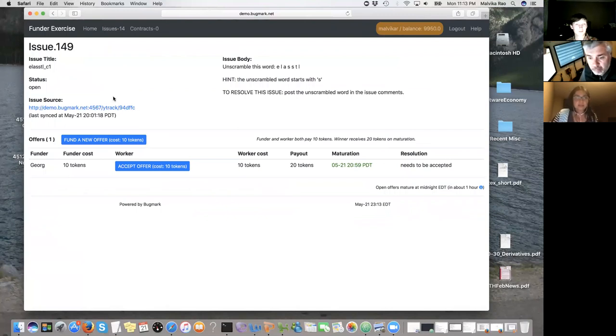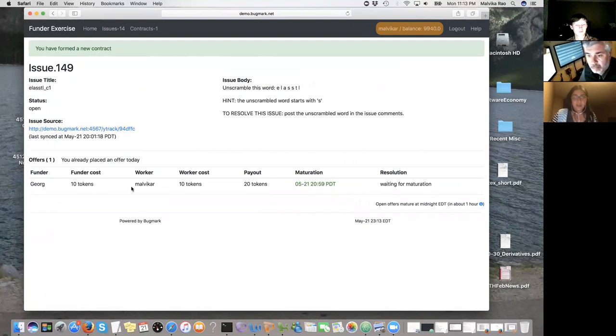And I see that this offer has been funded by Georg, and well, I'd like to work on it. So I'm going to accept the offer. And the minute I accepted the offer, the blue button that was here that allowed me to fund the offer is gone. Okay, so once I've accepted an offer, I can no longer fund it.